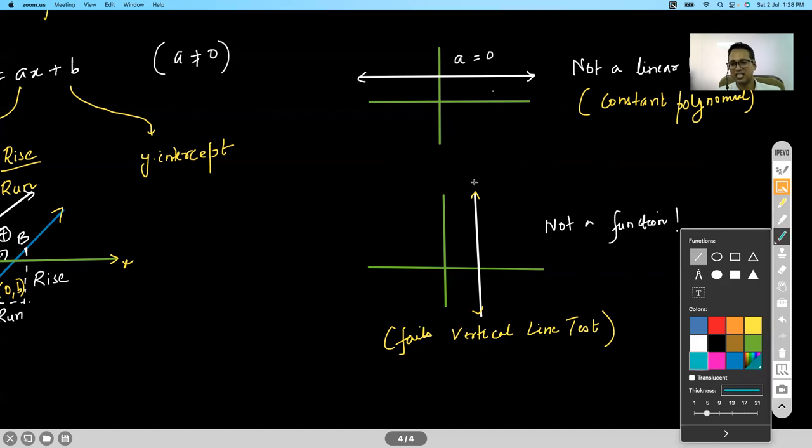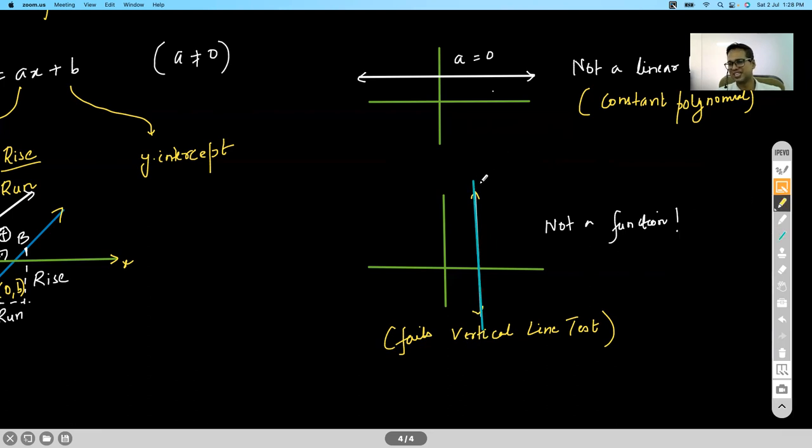So the vertical line test says that if in any relation you draw a vertical line, okay, let's say I draw a vertical line like this, and if it cuts the graph at more than one point, then it will not be a function. Right. So it fails the vertical line test. Okay. So it's a relation, but it is not a function.